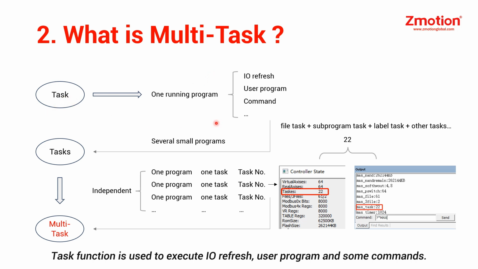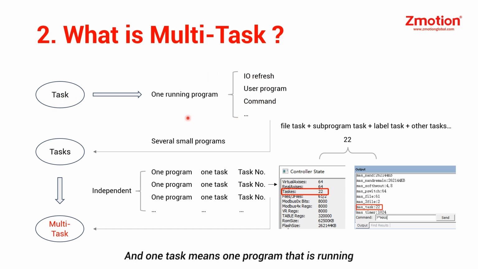Task function is used to execute I/O refresh, user program and some commands. And one task means one program that is running. Therefore, when there are several programs running at the same time, with no influence on each other, this is multitask function. Specifically, it makes one complex program into several parts. Then these parts are executed independently, each as one task.